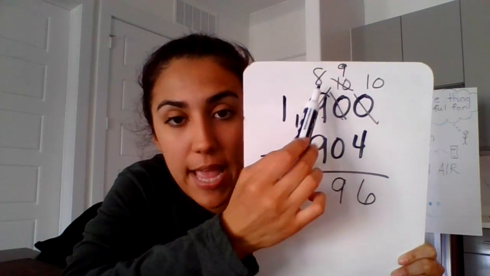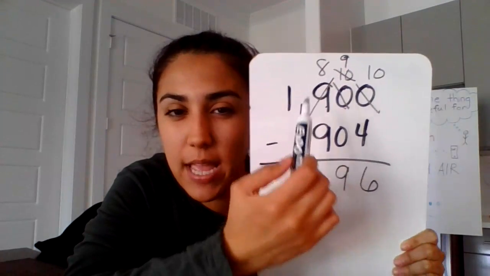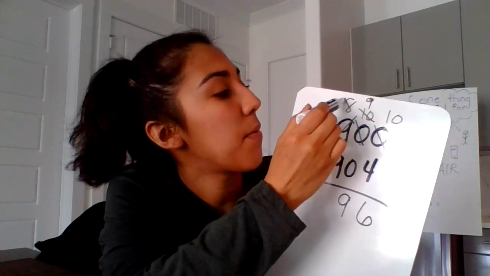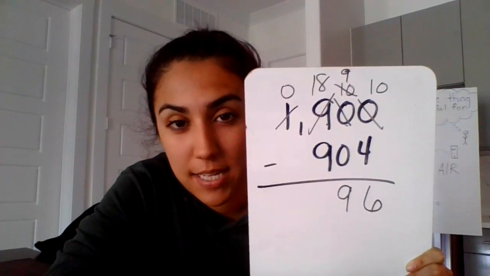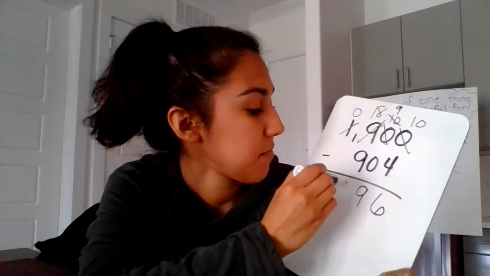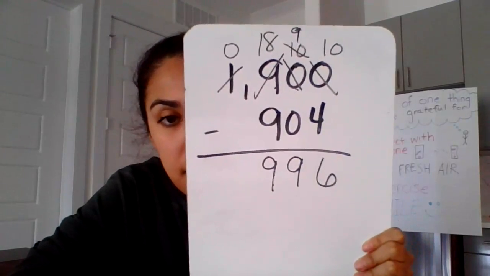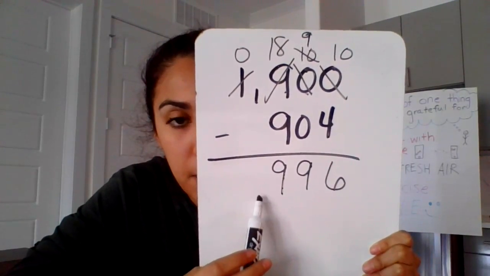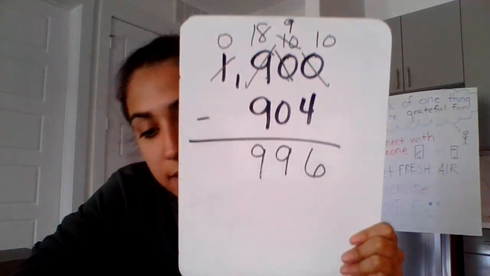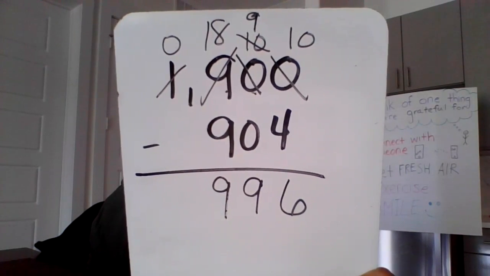Now, can I do 8 minus 9? No, I cannot, so I have to go to my next door neighbor and borrow. 18 minus 9. That's some mental math right there. 18 minus 9 is 9, and 0 minus nothing is nothing, so don't even worry about putting any number here. Your final answer is 996. Your missing part is 996.